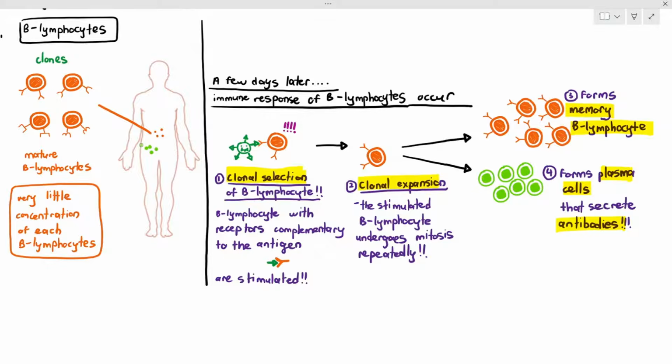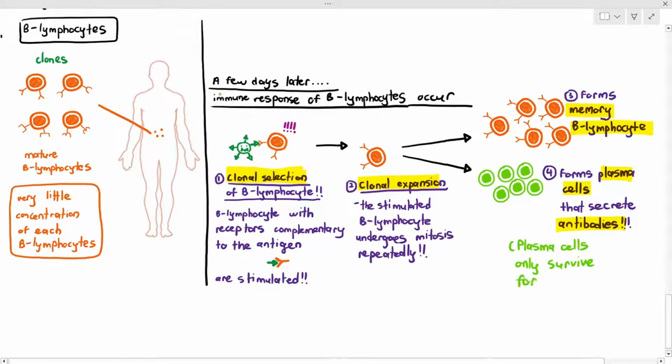The plasma cells only survive for a few days. The reason why the plasma cells only survive for a few days is because their function is just to secrete antibodies, and they are secreting a lot of antibodies, might I add. We would approximate and say they are secreting about 1,000 antibody molecules per second. And to produce and secrete those antibody molecules, your body needs a lot of energy.